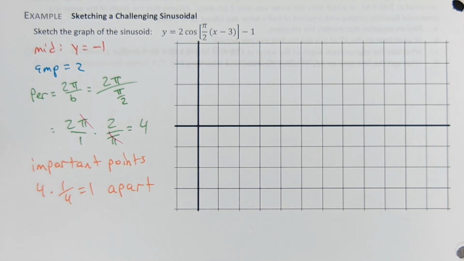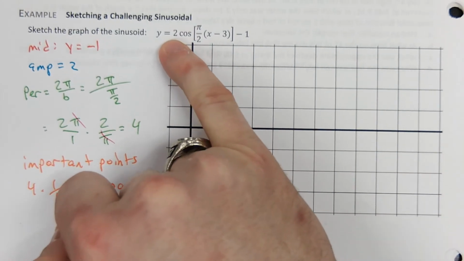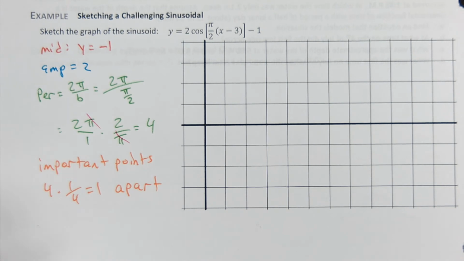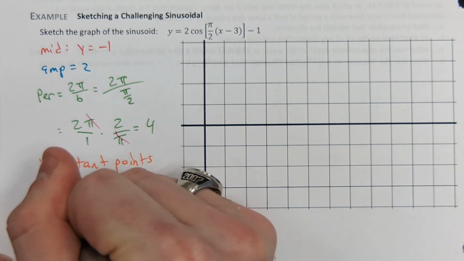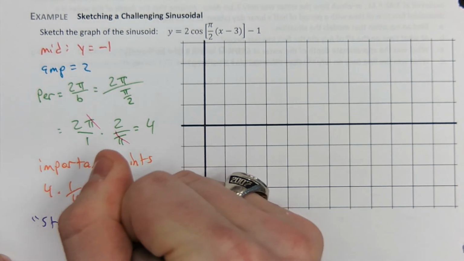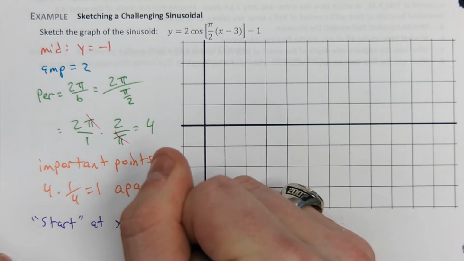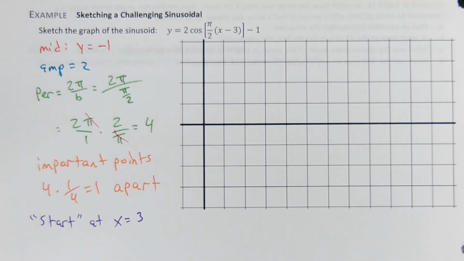What's that? I'm sorry, how did I get what? It's right there. It's just the number sitting in front. Nope. No, the one in front of the x determines how long the period length is. All right, so we're going to quote unquote start at whatever makes the inside equal 0, x equals 3.